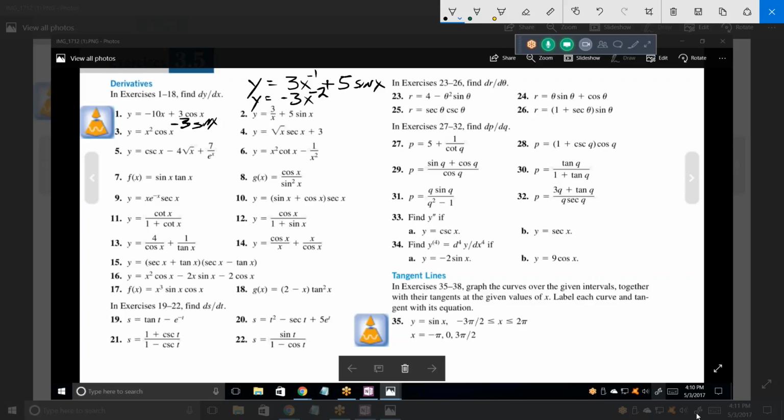And what's the derivative of 5 sine? That would be 5 cosine x. Yep. Okay, let's look at number 3. What rules do we have to apply on number 3 of your derivative rules?